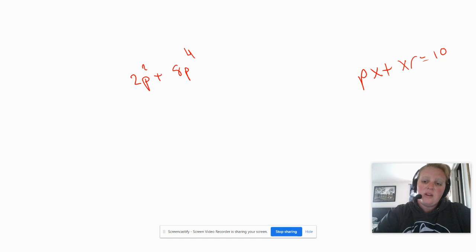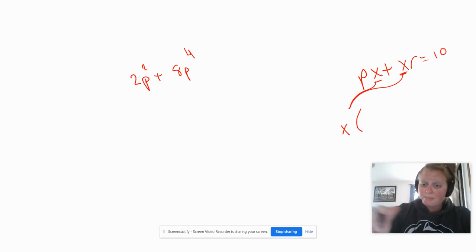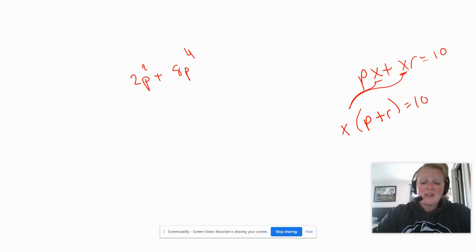So we're stuck. So your class said, oh, well, you can just underline and you can kind of like vacuum out the x's from the problem and create a distributive property problem. So this would become x, and then you would have p plus r left. Right? So if I distributed that, I would get right back to where I was. And then you could finish it and be like, oh, I can divide both sides by the parentheses and I'm done. This is kind of that same thing.